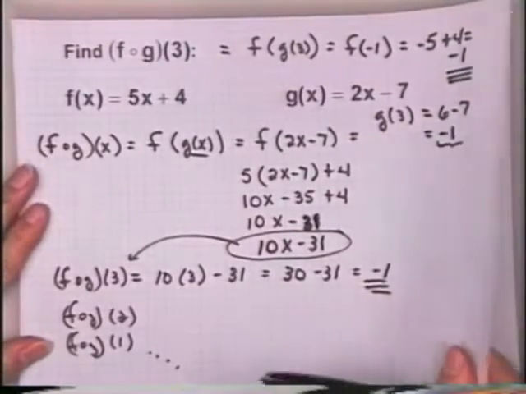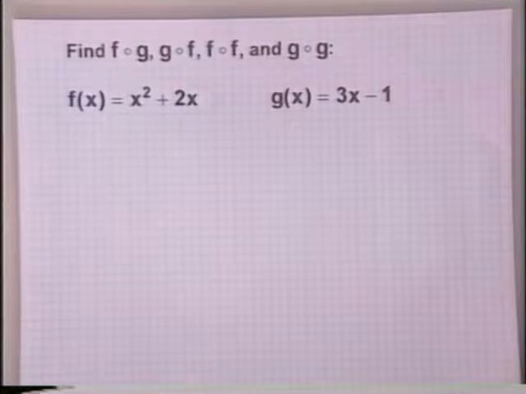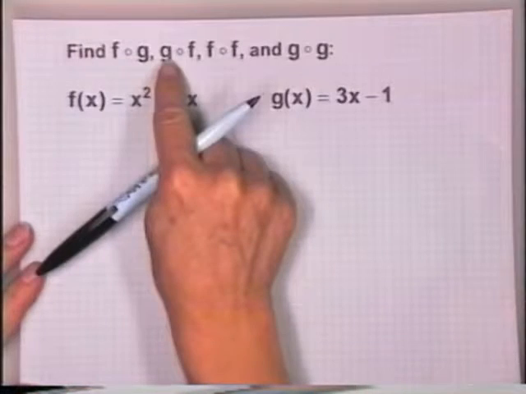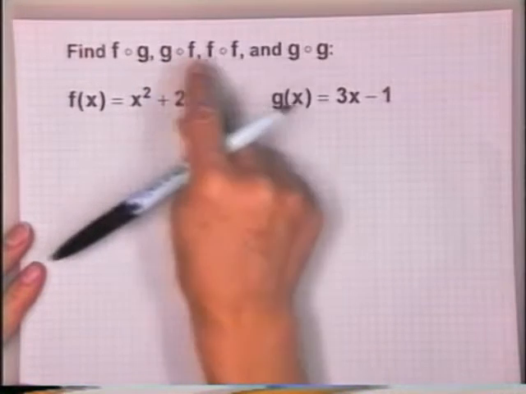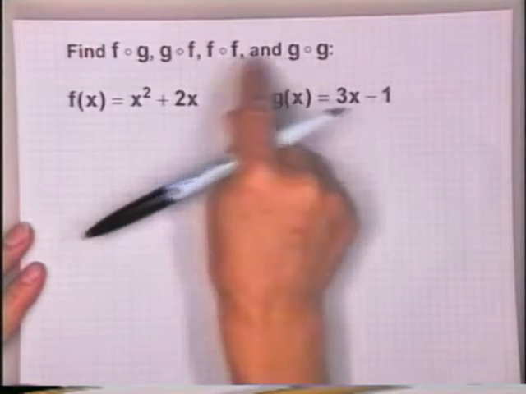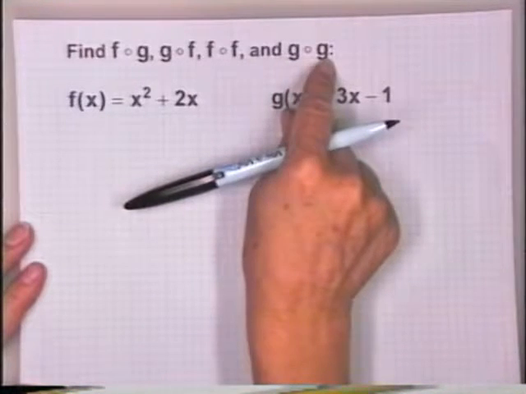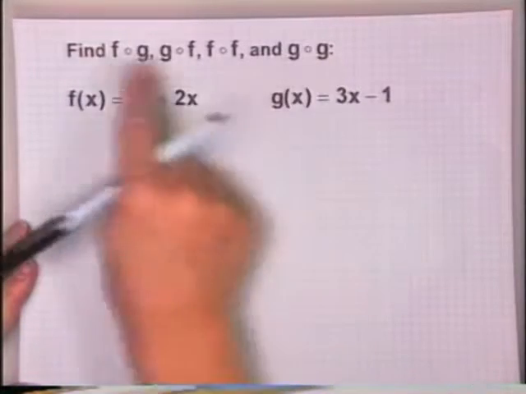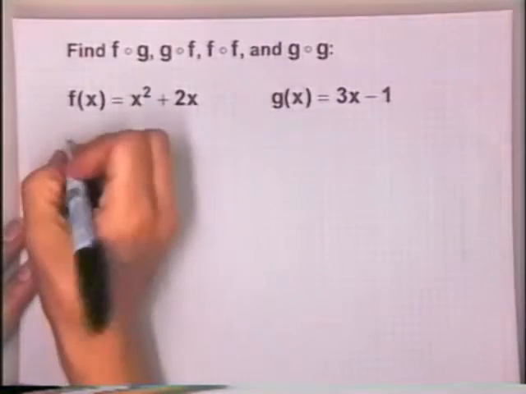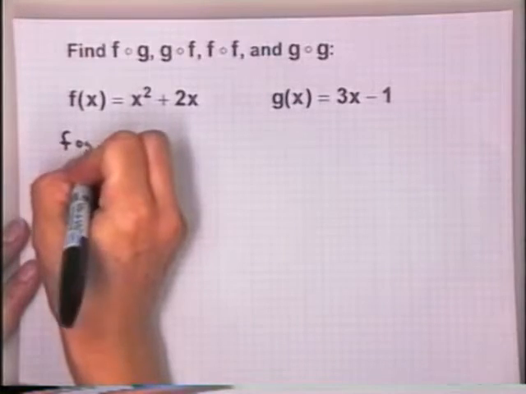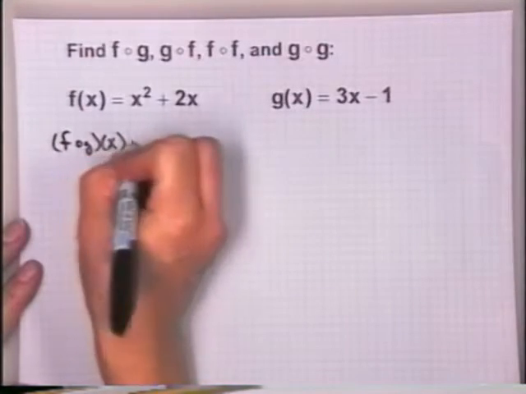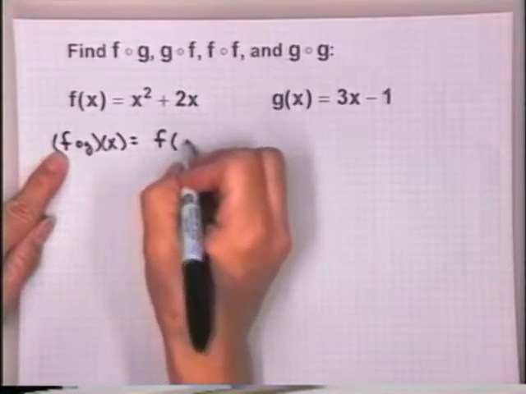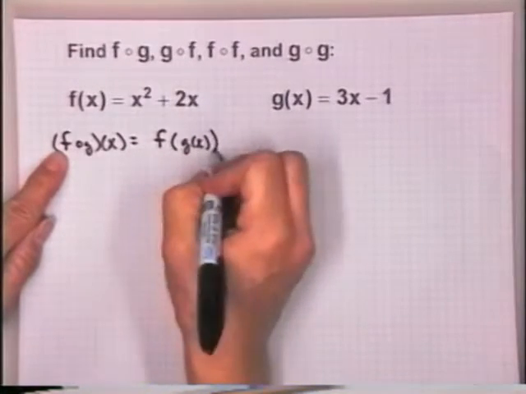Now, in our next example, we're asked to find several things. Notice it says find f circle g, find g circle f, find f circle f, and find g circle g. Now, don't let these differences bother you. We're going to stick to that same general plan. Let's start, and we've done these before, with our f circle g. f circle g of x: remember, the function that's on the outside stays on the outside. f of g of x, like we've done before.